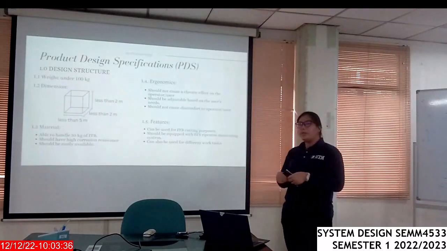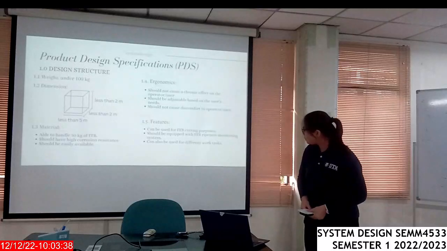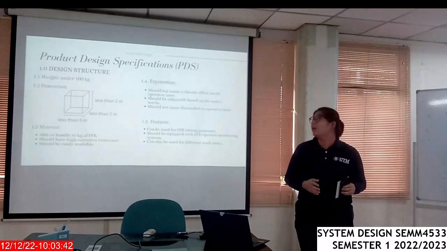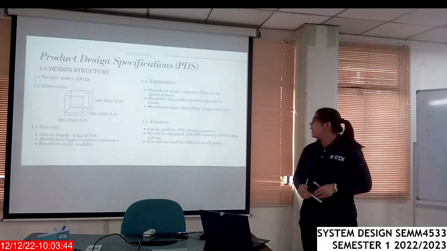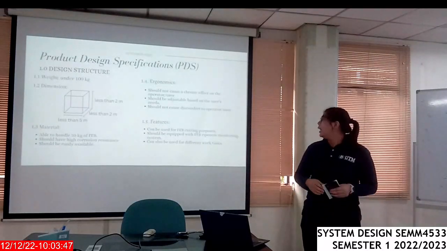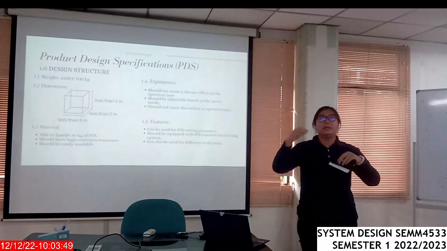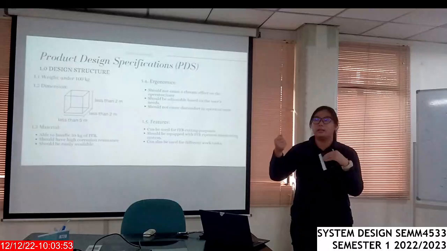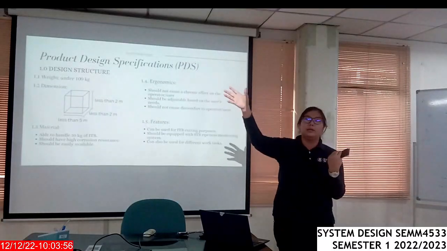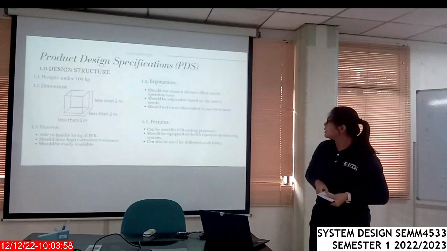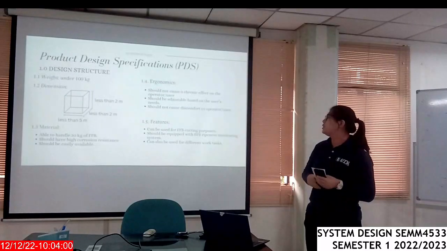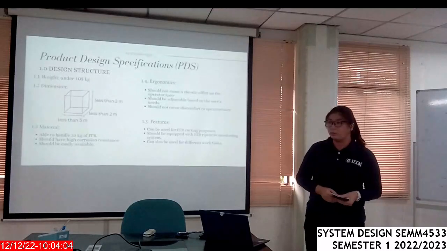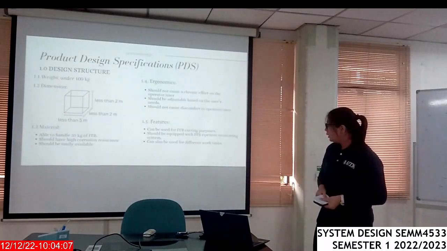So about the economy, as mentioned just now, in terms of design, it should not cause a chronic effect on the operator or the user. And next, this should be adjustable based on the user's needs, like the user's height, the length of the hand, and the distance that the user needs to reach out to the tree. And next, the machine system should not cause discomfort to the operator and the user.